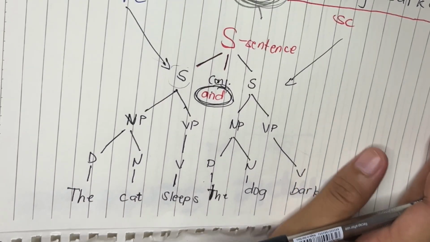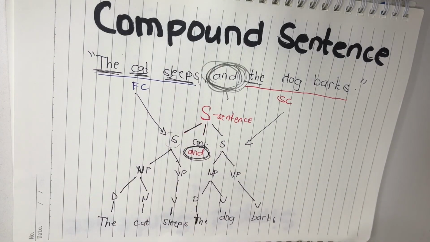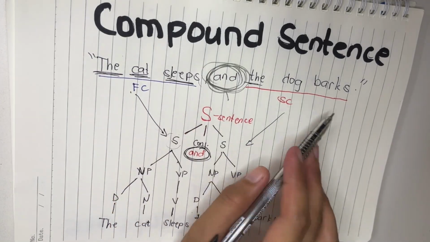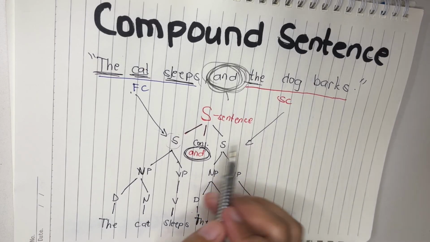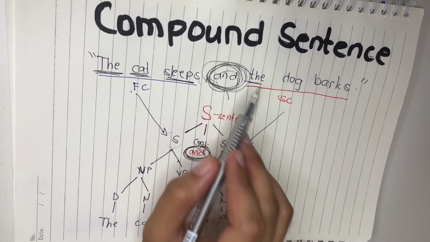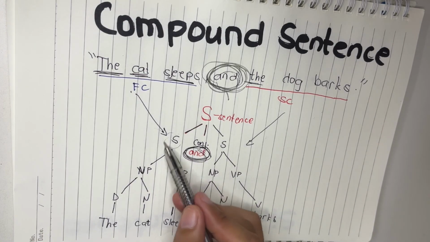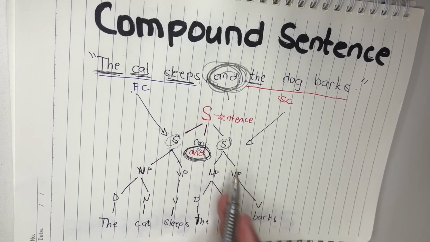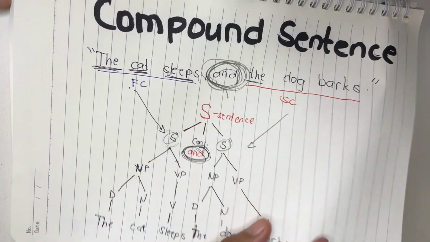This is a compound sentence consisting of two independent clauses. Two independent clauses are connected by the coordinating conjunction, and each clause forms its own subtree. Just like that. Okay, let's proceed to complex sentences.